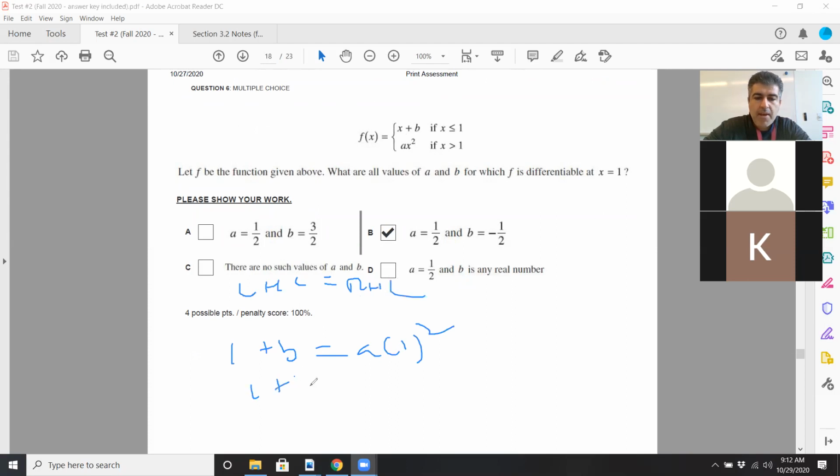So 1 plus b equals a. Also, it's differentiable, so you could take the derivative of each side with respect to x. So 1 plus 0 equals 2ax. Remember, the derivative of b is 0 because b is a constant. Plug in 1 for x. A is half. If a is half, b is going to be -half. And there you go. That's number 6.